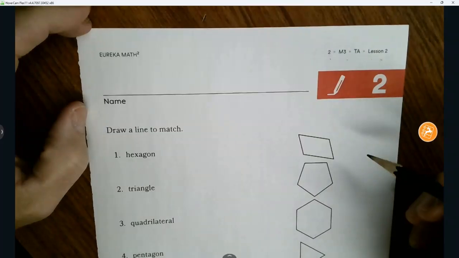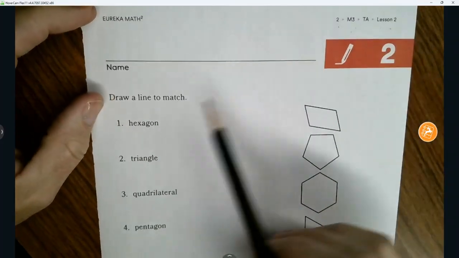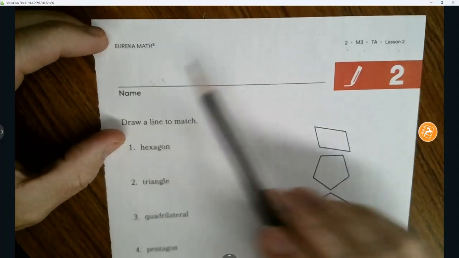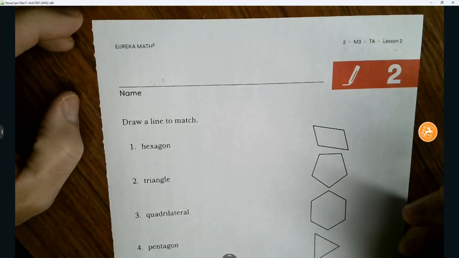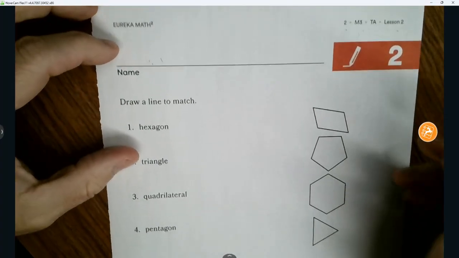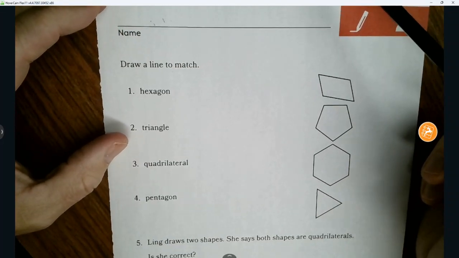All right, page 13, Eureka Math Squared, second grade, Module 3, Lesson 2. It says, write your name up here: first name, last name, and your class number. Help your teacher out. If you guys use class numbers, put it on there too. All right, sorry. Had to say that. A lot of my students aren't doing it, and it's driving me nuts.